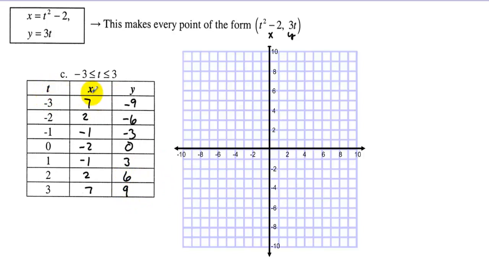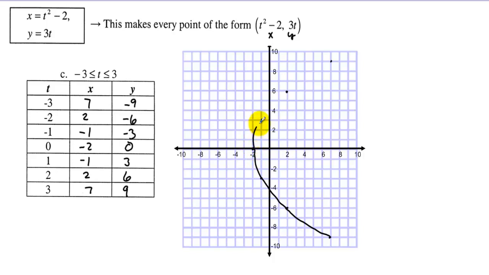Now we can forget about t. And we have the point 7, -9. 7 and then -9 is down here. 2, -6. We have -1, -3. -2, 0. Then we have -1, 3. 2, 6. And 7, 9. So there's 7, 9. And now we play connect the dots and we have this parabola.